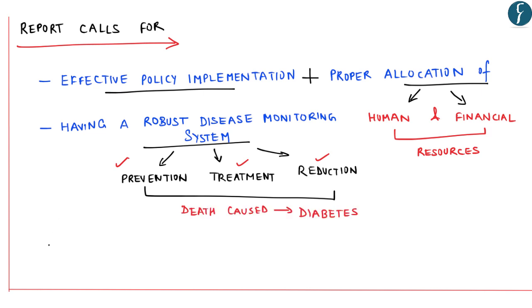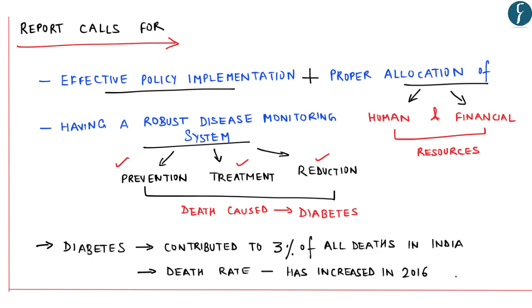In this aspect, it's important to note that diabetes has contributed to 3% of all deaths in India, and the death rate due to diabetes has increased in 2016 as compared to the 1990s. Thus, with increasing cases of diabetes and deaths being caused because of diabetes, there is less likelihood of meeting targets of reducing deaths due to diabetes.